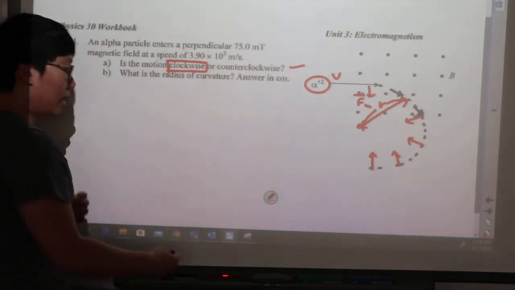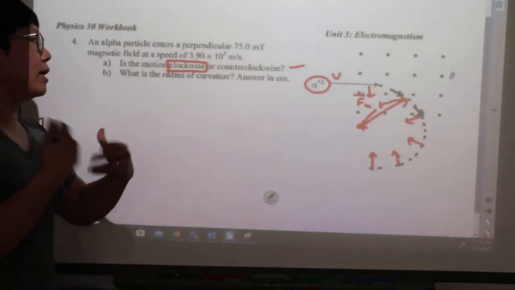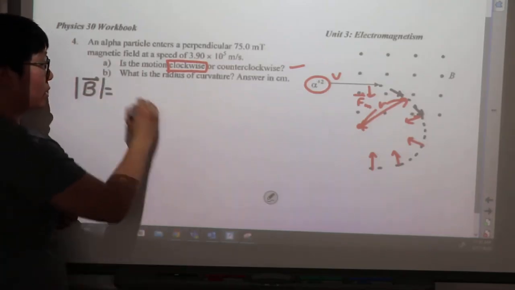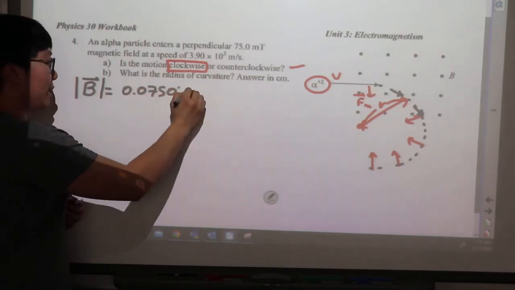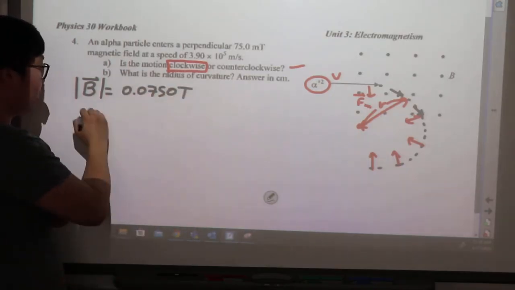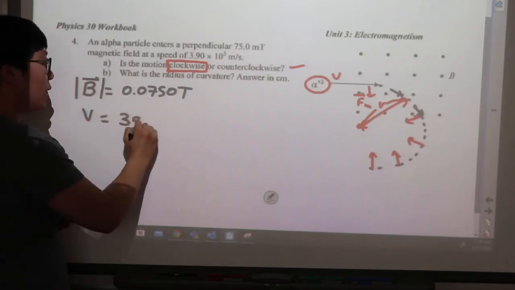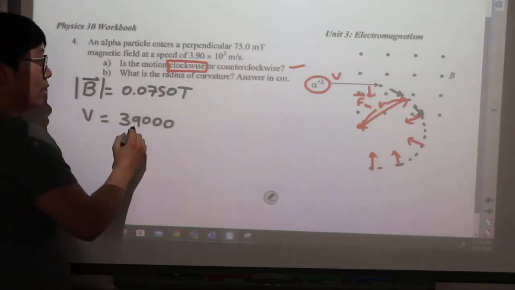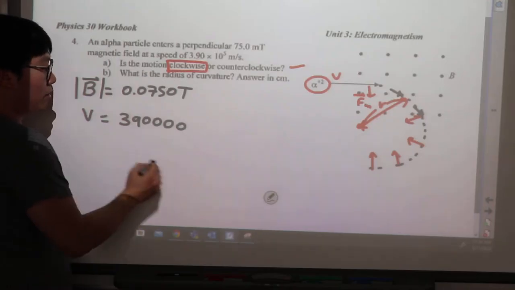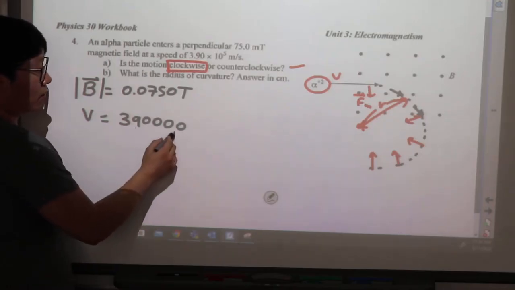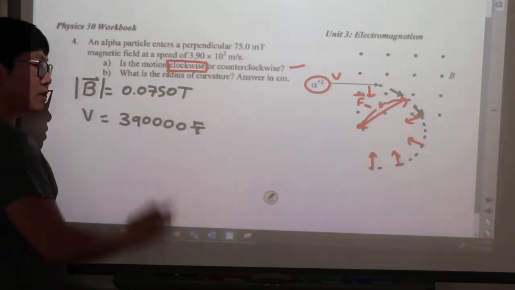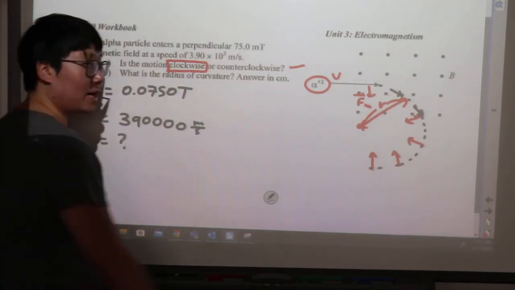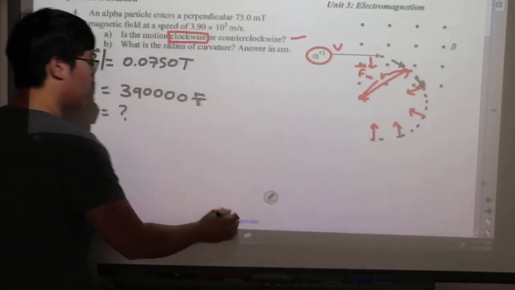When it comes to B, what is the radius of curvature? Let's write down some of the clues first. We know the magnetic field is 0.0750 Tesla. We also know my speed, 3.90 times 10 to the power of 5 meters per second. It's not that long a number. And we're trying to find R. In fact, we know two other clues.